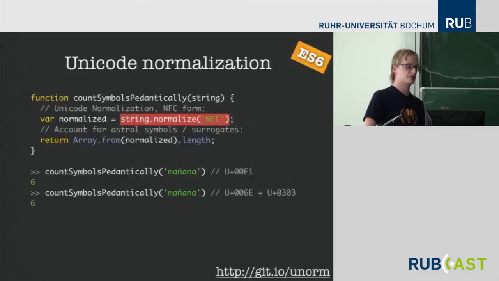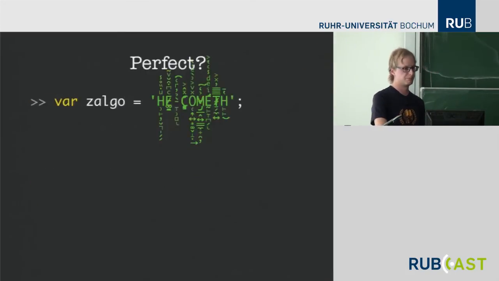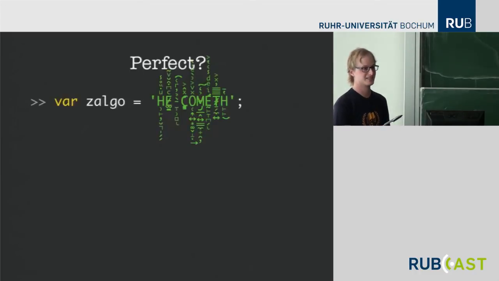Of course, after that, you still need to account for astral symbols or surrogate halves, just like we did before. But still, now our solution is even more accurate. Now, is our solution perfect yet? Well, it depends on your use case again.